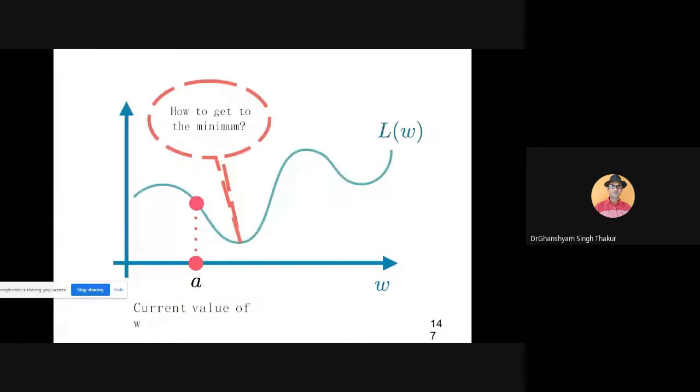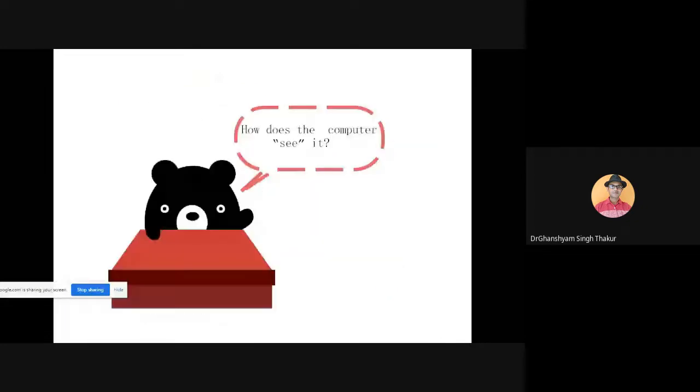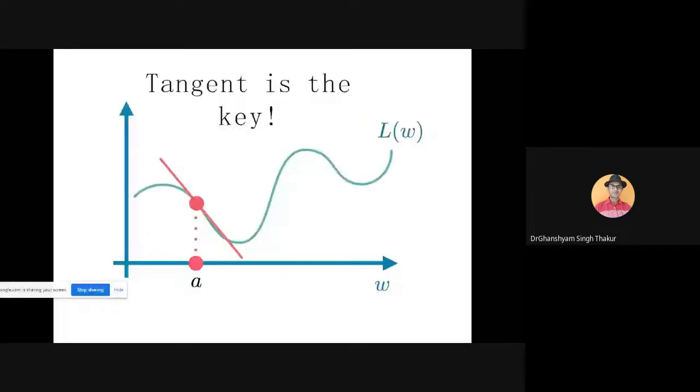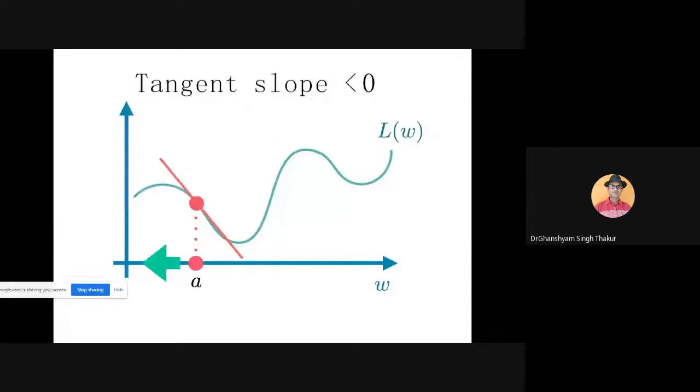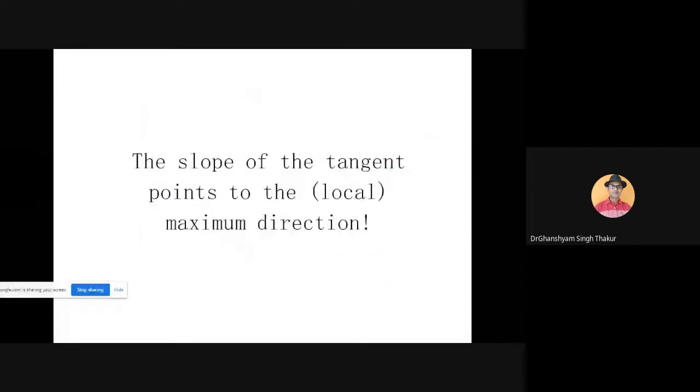We have a very important thing in mathematics called the tangent. The tangent is the key, so we can find the tangent. When the slope of the tangent is less than 0, and the slope of the tangent points toward the local maximum direction. The tangent slope is the rate of change.